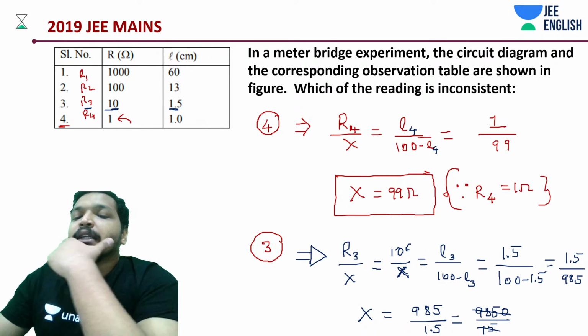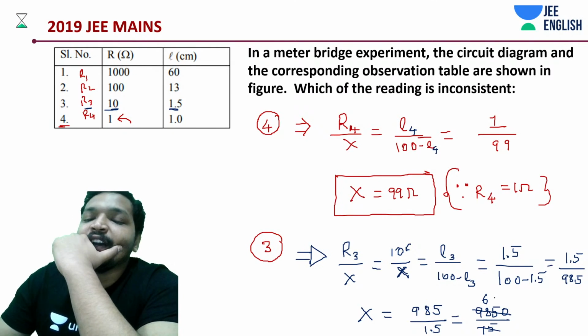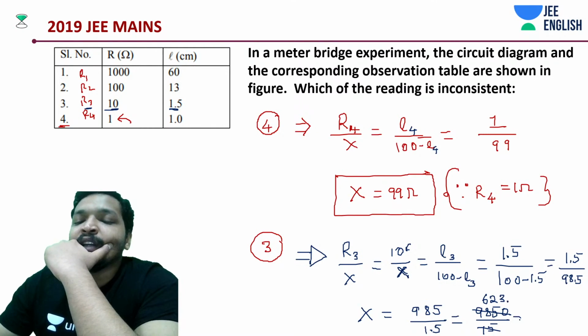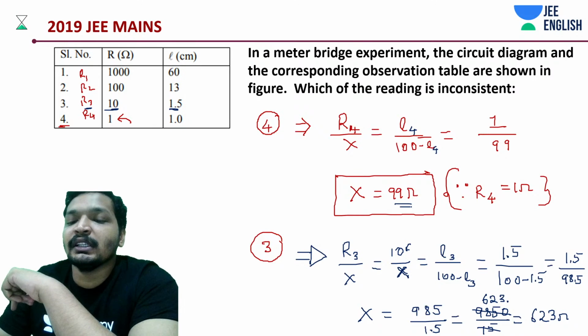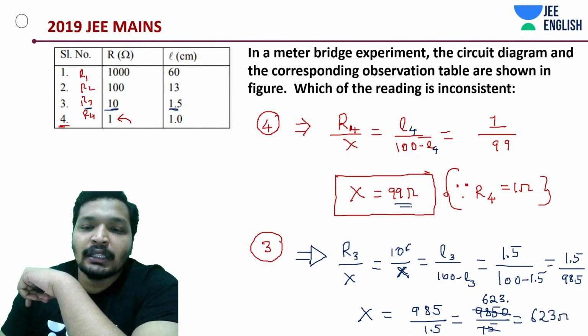Okay, let's do it directly. That is, I think, the best way to go about this question. This is 6 times, then you have 35, 2 times, then you have 50. How much do you have 3 times? Something like 623 is good enough to write down for now. Let's think about the rest later, because the first one says 99 ohms, the second one says 623 ohms.